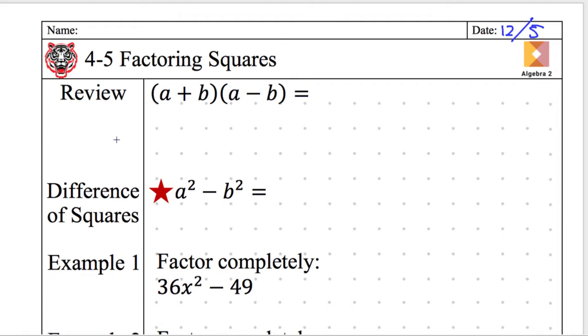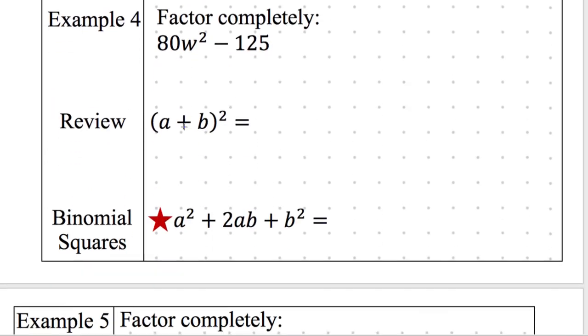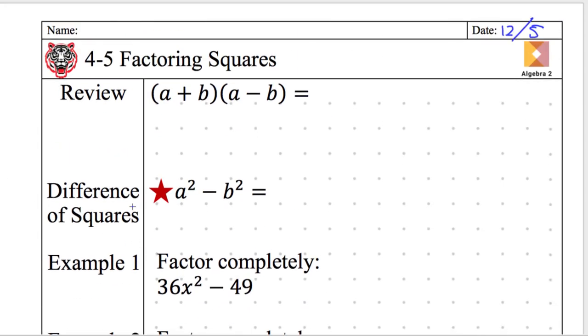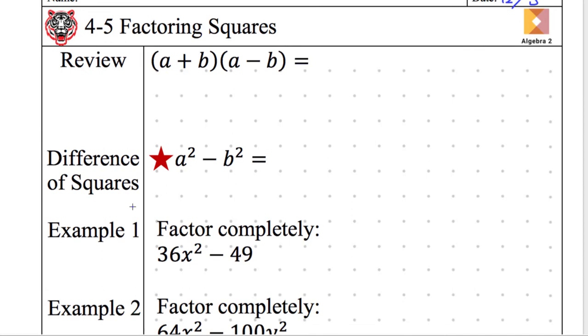Factoring squares. So there are 3 assignments to do tonight. One of them, the first one, is super easy. I don't even need to talk about it. The second one is doing difference of squares, and that third one is doing binomial squares. So we're talking about 2 topics today, but there's 3 homeworks. Just a heads up, there is a lot of work to do tonight. But I don't think it's that hard. I would give it a 3 stars out of 5 stars in terms of difficulty.